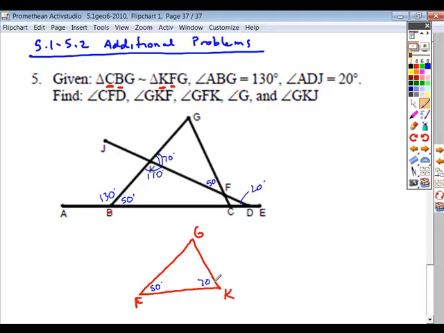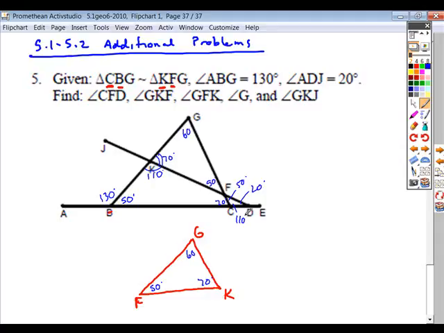So that means which angle on the original has to also be 70? Angle C, angle BCG right here. So this angle is going to be 70. And now when you do the math here, triangle sum leaves 60 for G. So I can label that up here. If this angle is 50, this opposite angle is also 50. This angle right here is also going to add up to 180 in here. So 70 subtracted from 180 leaves me 110.